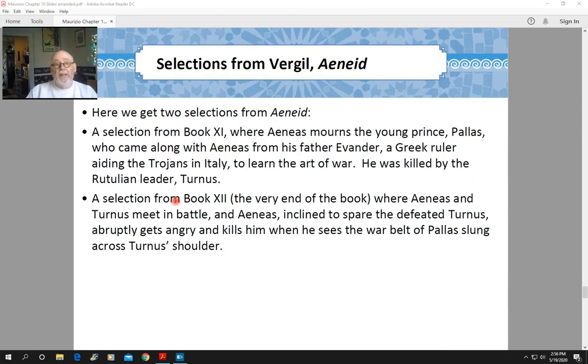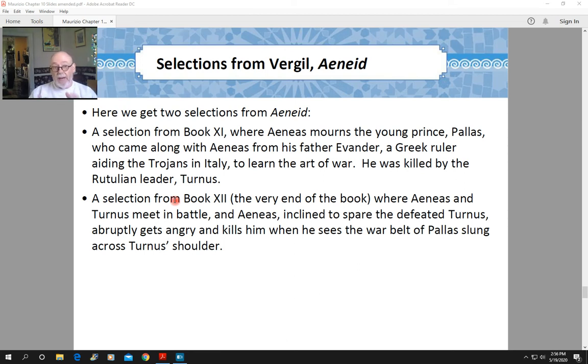So the selections we get from Virgil's Aeneid, we get two selections. We get a selection from Book 11, and the poem only has 12 books, 12 chapters. But here we've got Aeneas mourning a young prince named Pallas, who came along with Aeneas from his father Evander, who's a Greek ruler in Italy, who's aiding the Trojans against the Italians that they're fighting. Pallas is a young man. He's never been in a war before. He is sent basically with Aeneas to learn the art of war.